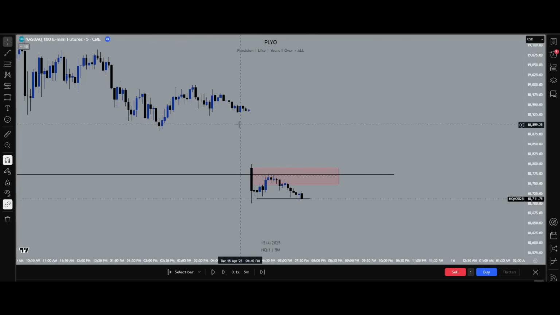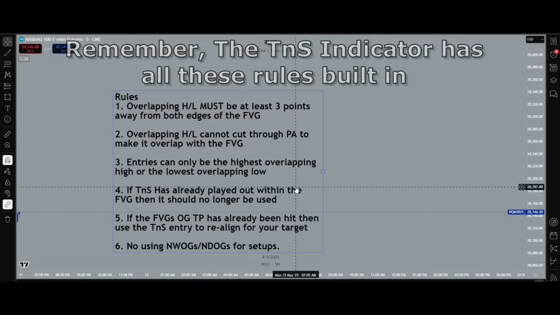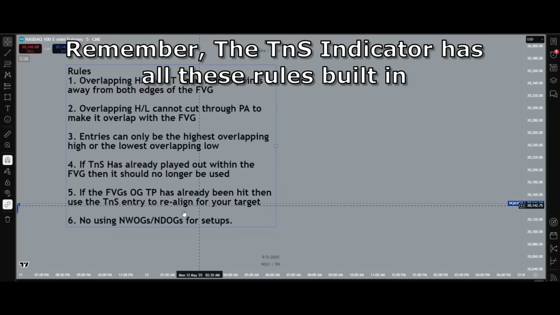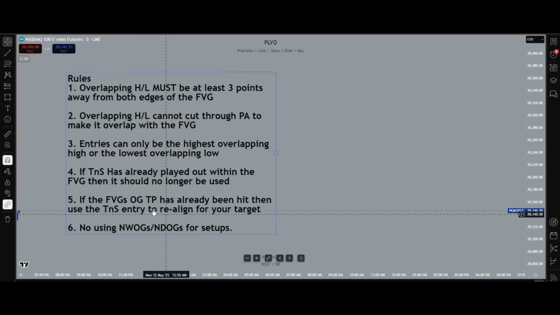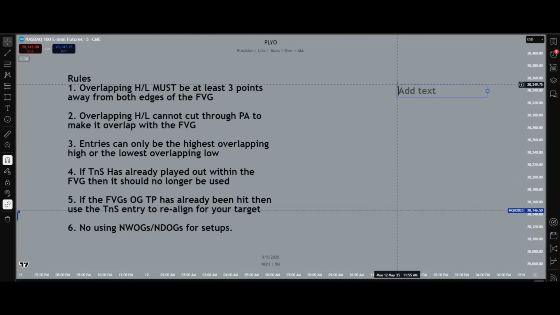But some examples will have no fair value gap here at all, and those are the ones that you're not looking to take. Once again, we're actually going to go over version 2 rules as well. So for TnS version 2, it's very simple. All the rules are exactly the same except for one thing.